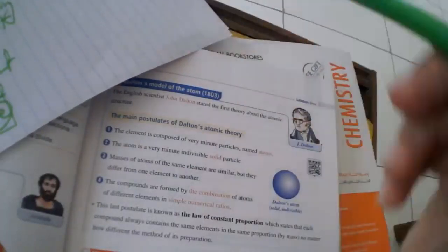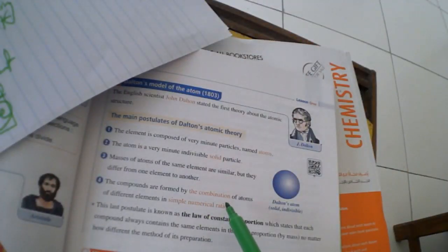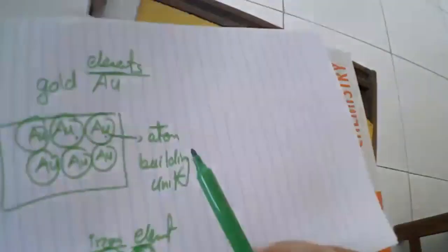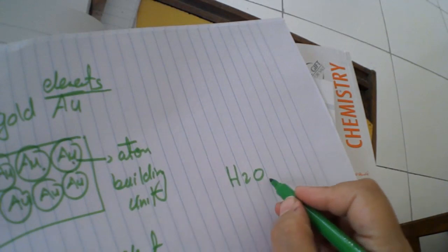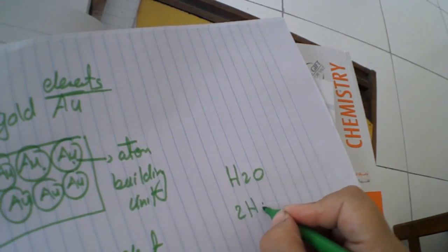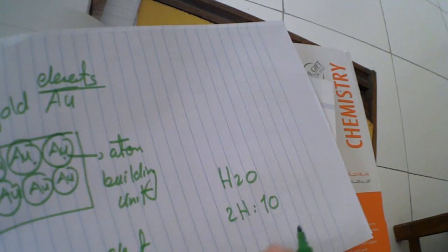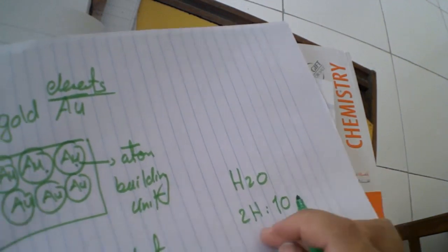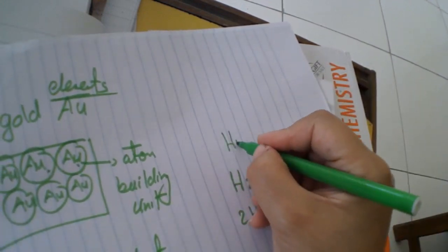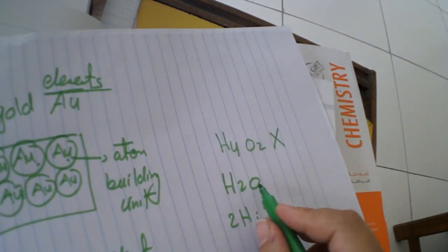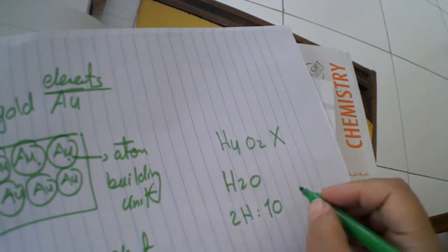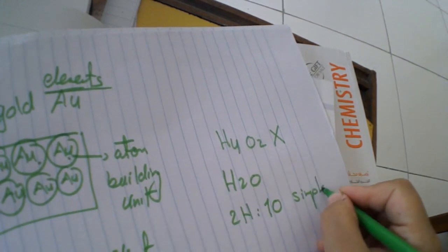Then the compounds are formed due to the combination of the atoms in a simplest numerical ratio. What's meant by this? The most common compound that you know is water. You know that water is formed from 2 hydrogen to 1 oxygen atom. So could we write this water as H4O2? No, of course, because we have a definite composition for the water, and it's formed from the simplest ratio. This is the simplest ratio.